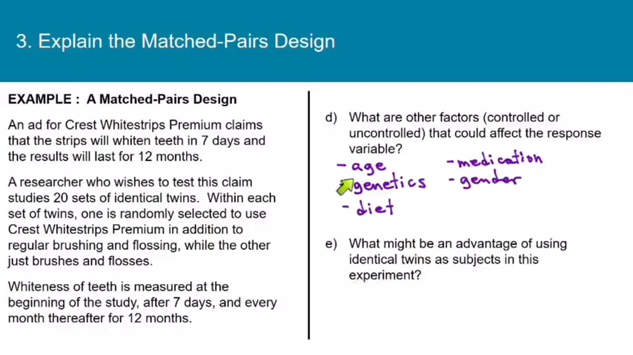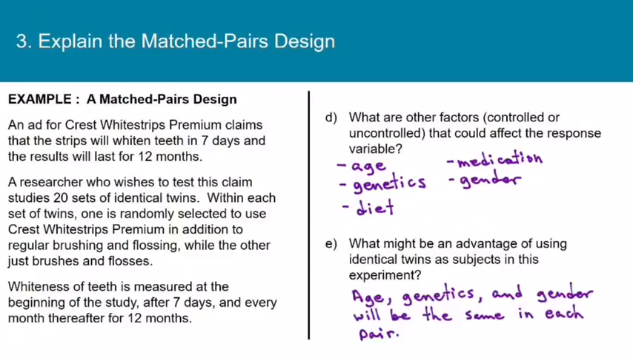Well, your identical twins are guaranteed to be the same age. They're guaranteed to have the same genetics. They very well might be on the same types of medicines. Identical twins are always the same gender. They were raised in the same home, so they probably learned to eat and enjoy about the same types of foods. So using identical twins in this experiment seems to help us minimize the effects of several factors that we can't control. So age, genetics, and gender will be the same in each pair.